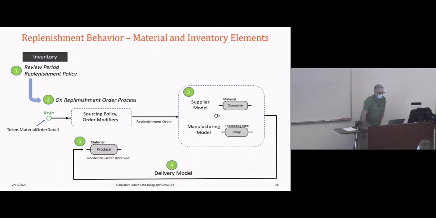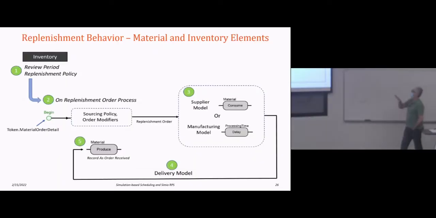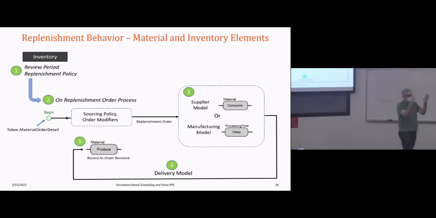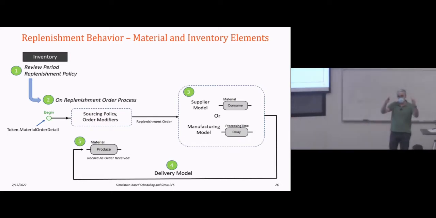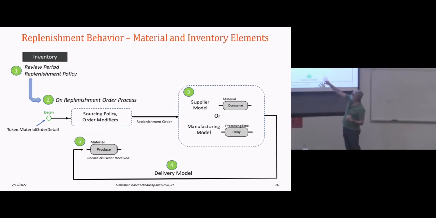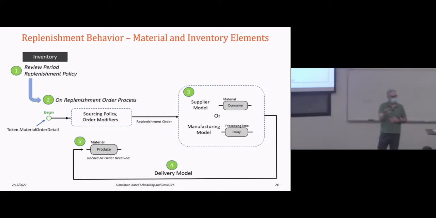Okay. So the general replenishment behavior looks sort of like this. We have this for material and inventory elements. Haven't talked about inventory elements, but I'm going to in just a second. So we have this review period, which is set by the replenishment policy, and that can either be a period, like a time, when a trigger is set and you replenish, or it can be the continuous policy, which happens every time you have a consume. All right, so we trigger that policy, and that executes the on-replenishment order process. So that's that little begin the process, and the token that executes that process has material order detail in it.